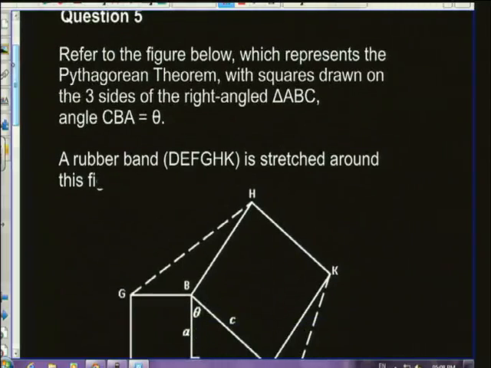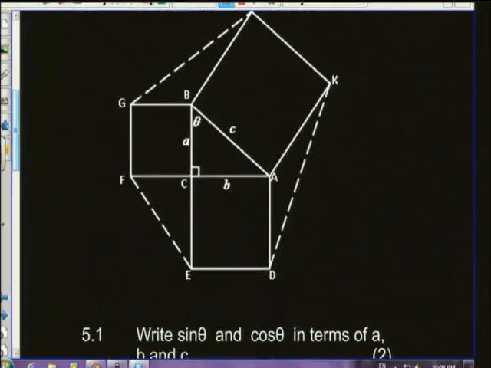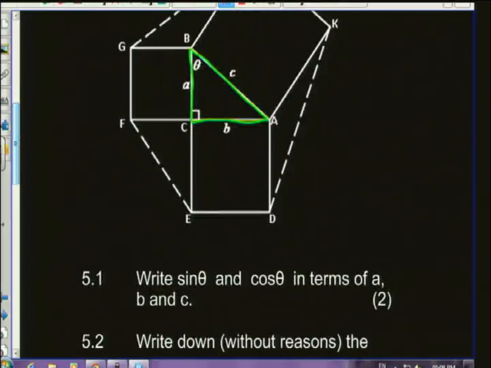Let's read question 5. Refer to the figure below, which represents the Pythagorean theorem, with squares drawn on the three sides of a right-angled triangle ABC. So you've got triangle ABC. Now let's see where that is. ABC, this is our triangle here. Around that we have squares. This is the first square, second one, and the third one.